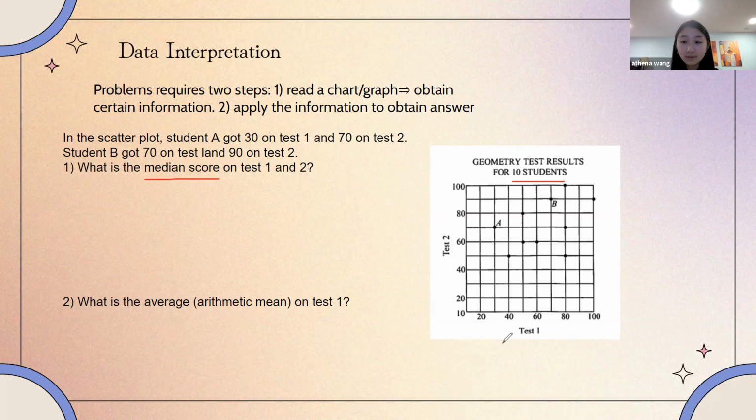So if we're looking at test 1, it's already set up for us so that we're going from least to greatest. So we have one student here. This is the 2nd student. This is the 3rd. This is the 4th. This is the 5th. And this is the 6th. So that means the median for this one is at 70 because this is 80 and this is 60. That means the median score for test 1 would be 65.